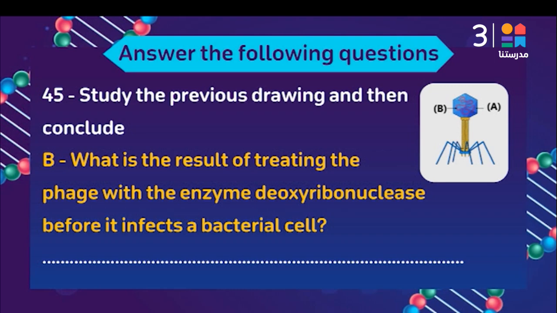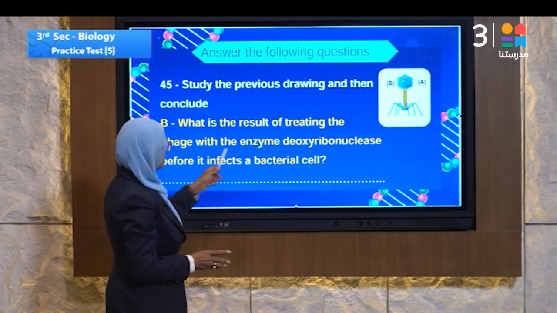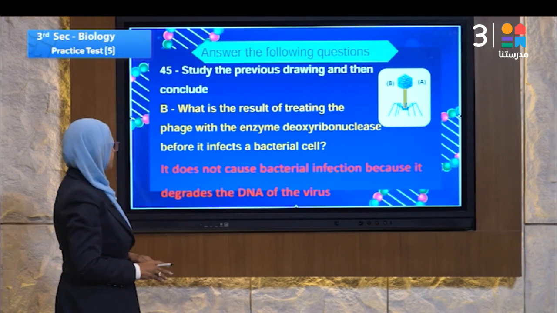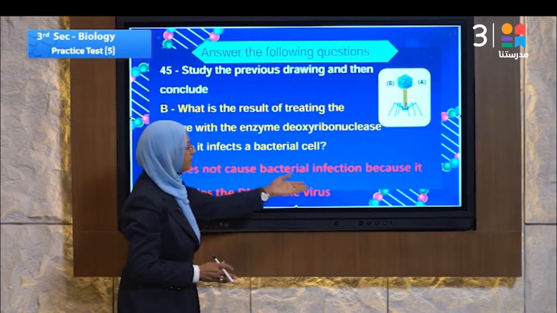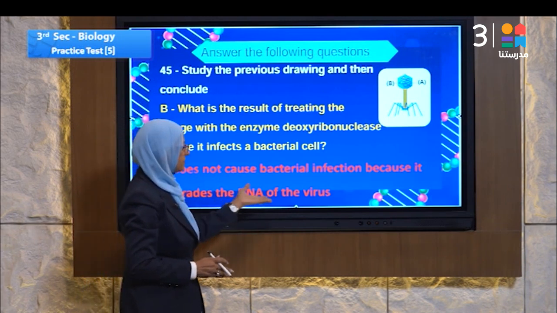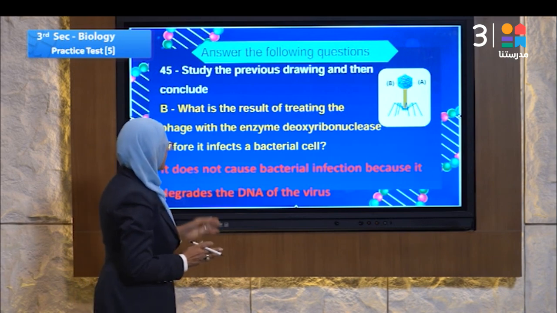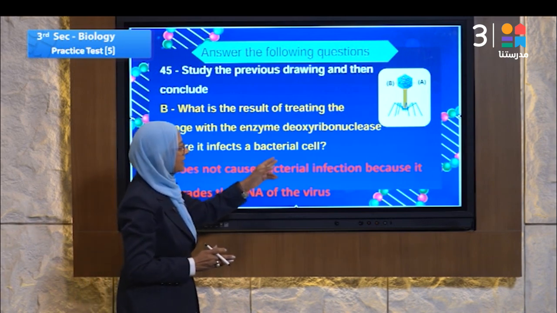study the previous drawing and then conclude. What is the result of treating the phage with the enzyme deoxyribonuclease before it infected the bacterial cell? Before it infected the bacterial cell, the deoxyribonuclease does not cause bacterial infection because it degrades the DNA of the virus. It degrades the DNA in the virus. It does not cause bacterial infection.